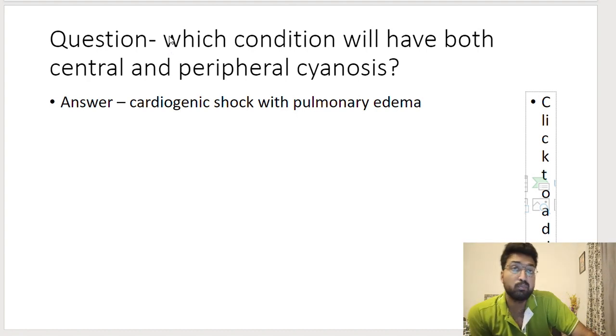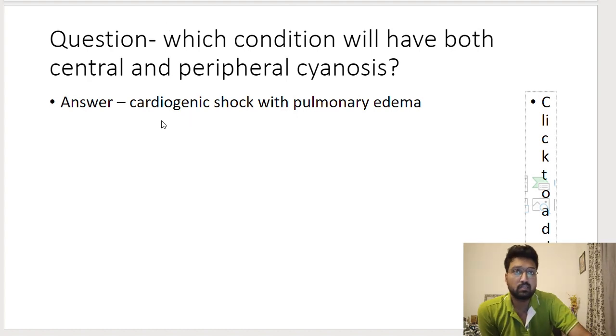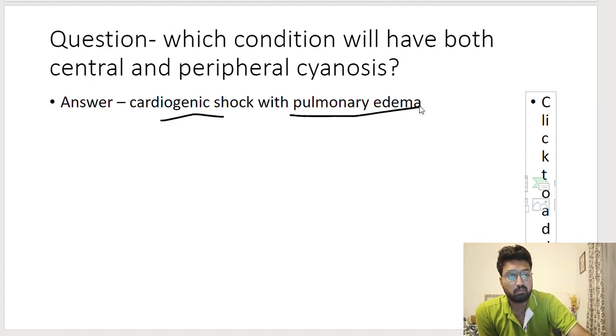So which condition can have both central and peripheral cyanosis? It means there is an issue in circulation and an issue in respiration. So the answer is cardiogenic shock with pulmonary edema.